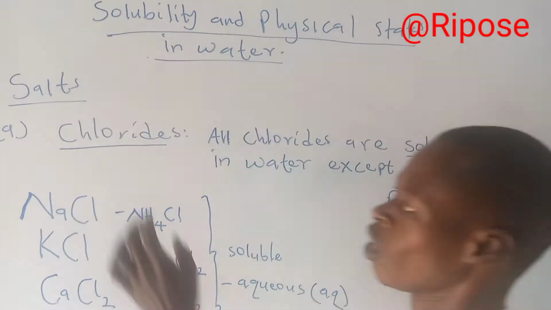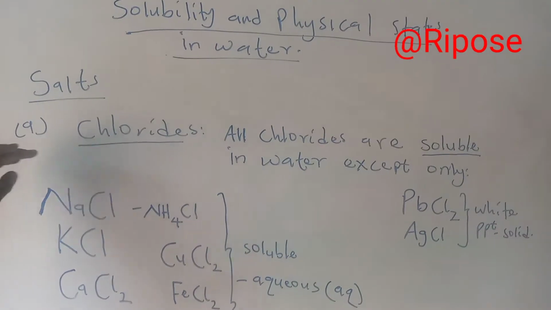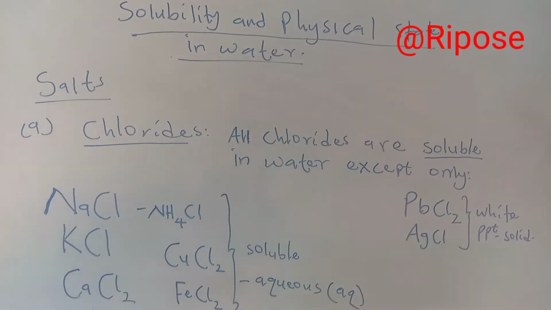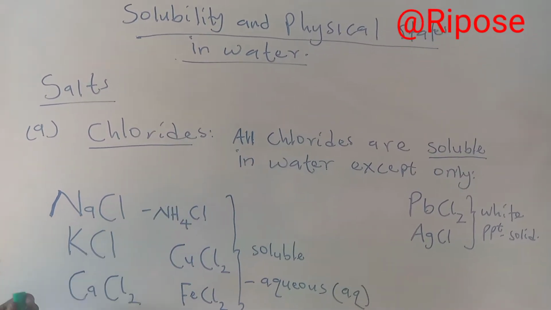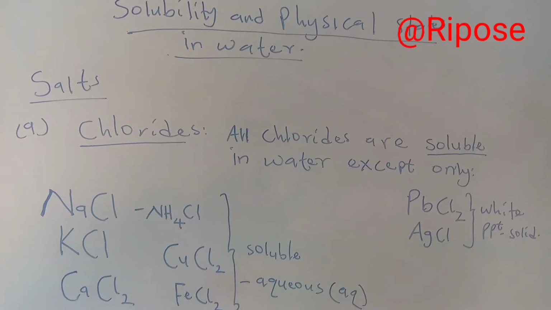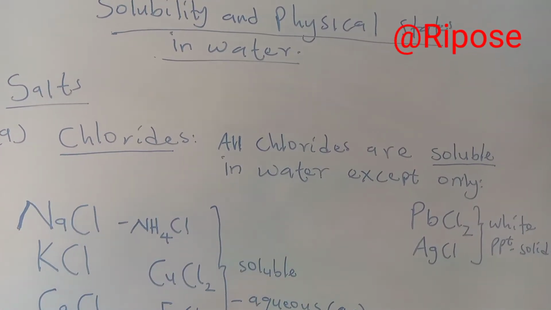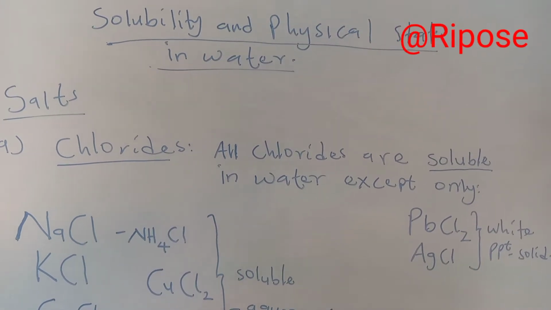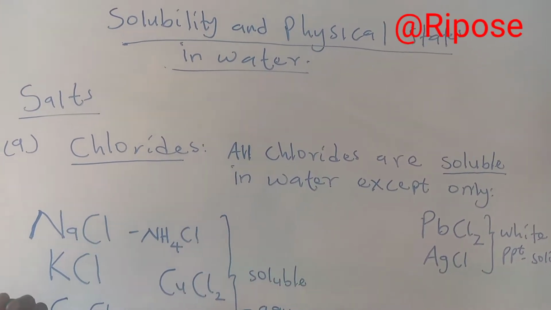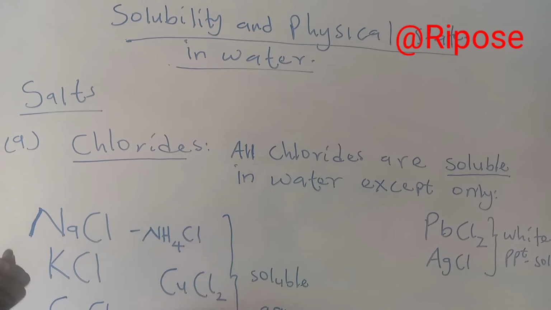Now we have the salts. We have salt A, which is chloride. We have very many salts also. We have the sulfates, we have the nitrates. Those are the salts. We have the hydroxides, the chlorides, the carbonates, and then hydrogen carbonates. But we are going to see the salt that is the chlorides.